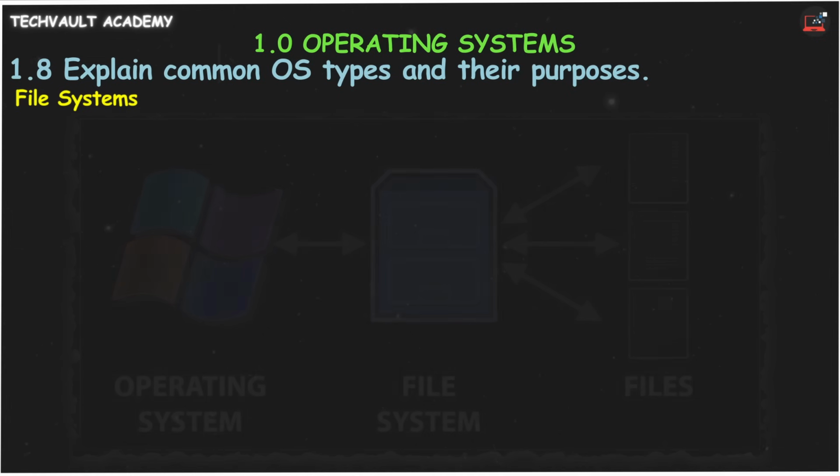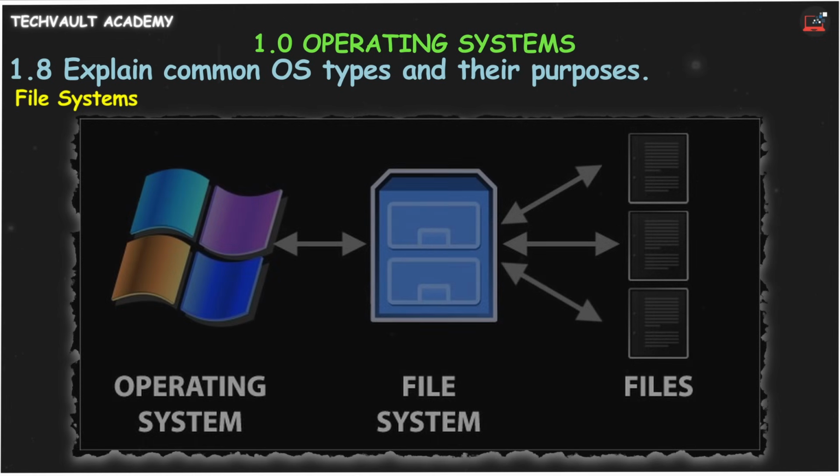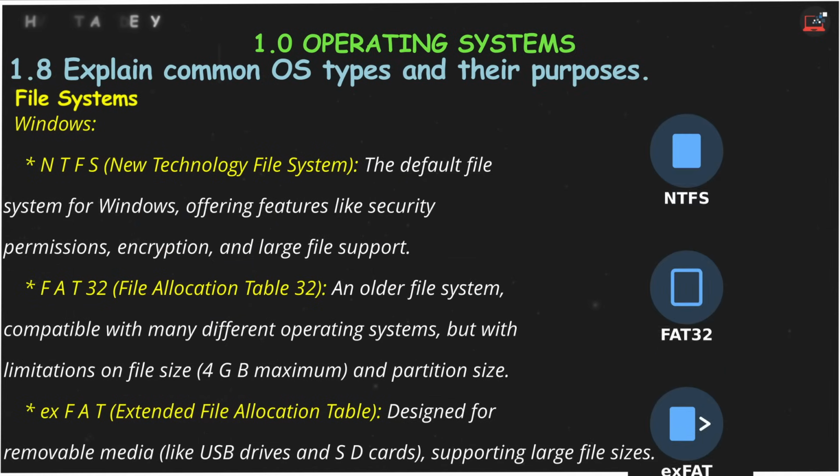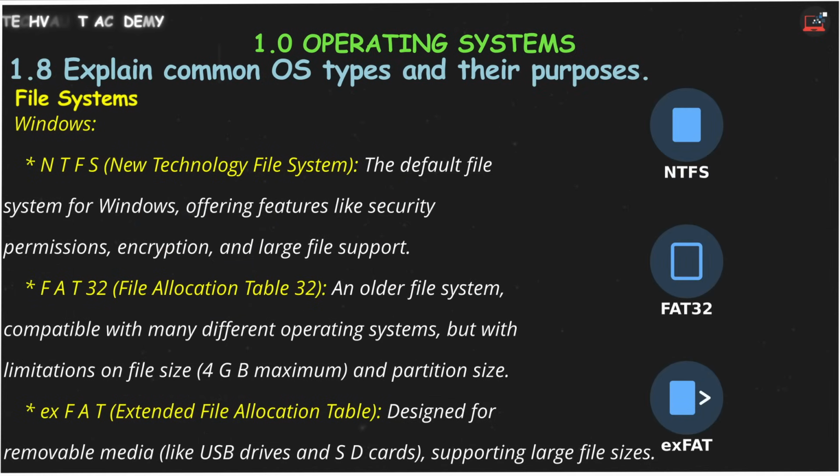Now, let's talk about file systems, the way an operating system organizes and stores files on a storage device. Windows: NTFS, New Technology File System, the default file system for Windows, offering features like security permissions, encryption, and large file support. FAT32, File Allocation Table 32, an older file system compatible with many different operating systems, but with limitations on file size, 4 GB maximum, and partition size. exFAT, Extended File Allocation Table, designed for removable media like USB drives and SD cards, supporting large file sizes.